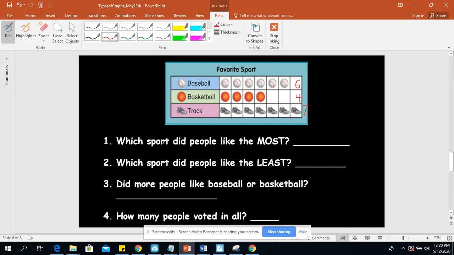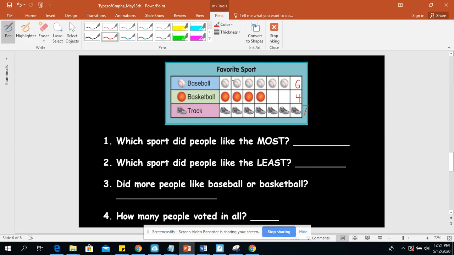So which sport do people like the most? Track. Number 2, which sport did people like the least? So which sport got the least amount of votes? If we look at our picture graph, we see that basketball got the least amount of votes. Only 4 people chose basketball.